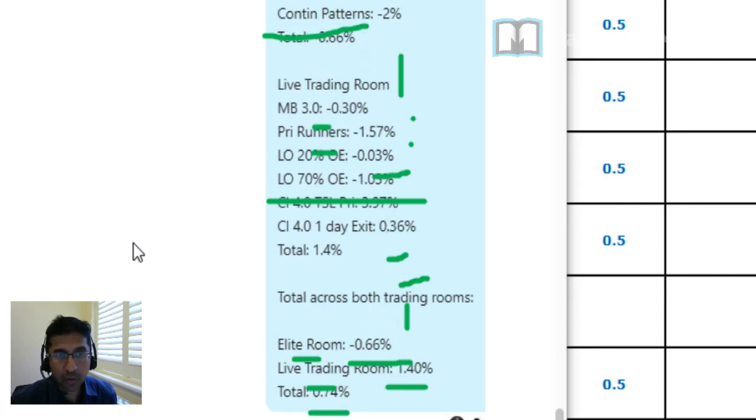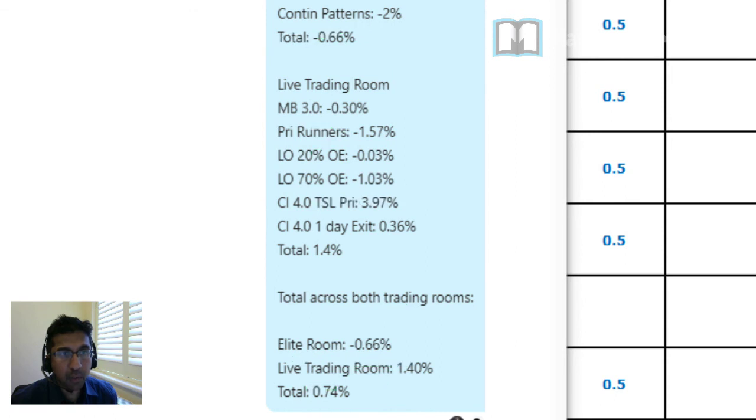Now, in terms of total across both trading rooms, what we have at the moment is elite room minus 0.66, live trading room 1.40, a small profit of 0.74% this week. Okay, great.